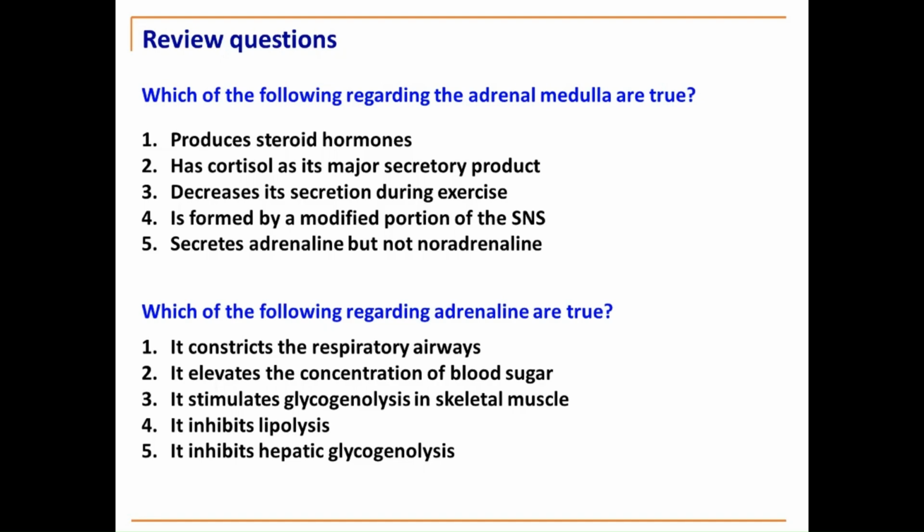Which of the following regarding adrenaline are true? It constricts the respiratory airways. That's incorrect. It bronchodilates them, so it dilates the respiratory airways. It elevates the concentration of blood sugar. That is true. If people have tumors secreting adrenaline or noradrenaline, a pheochromocytoma, that elevates blood sugar levels and, of course, can therefore lead to diabetes mellitus.